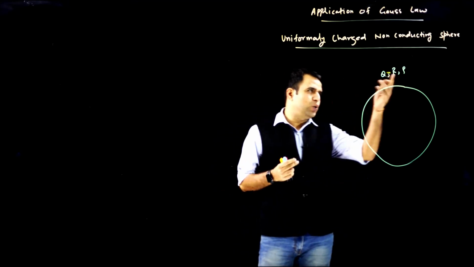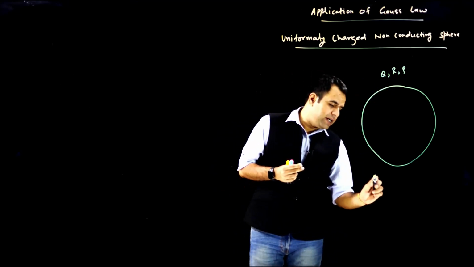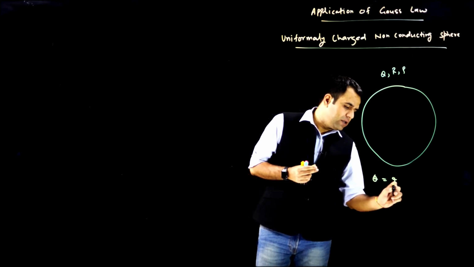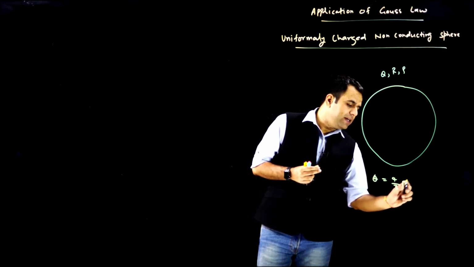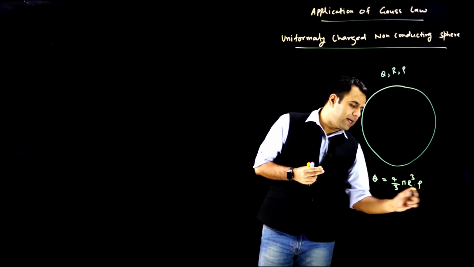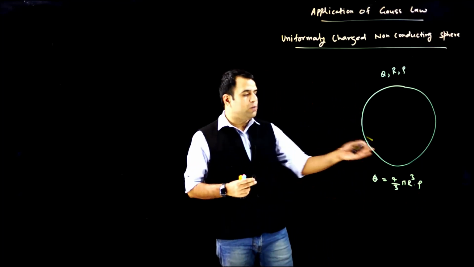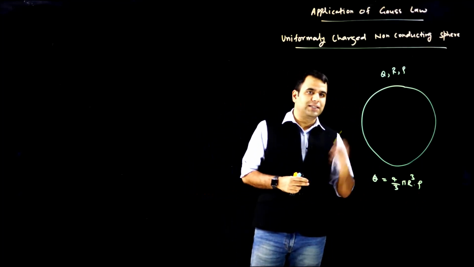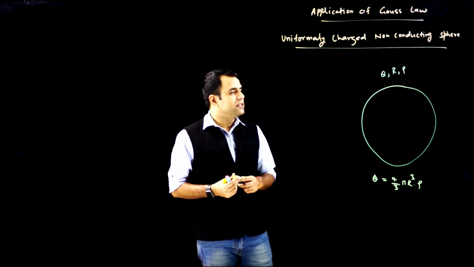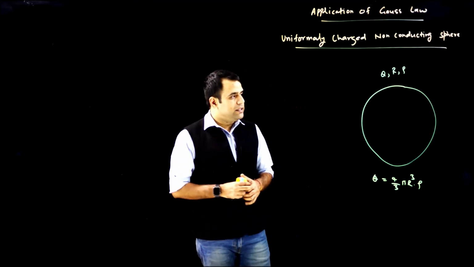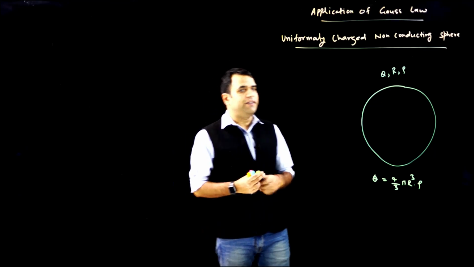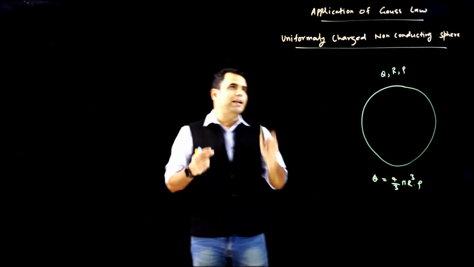So basically this Q and rho will be related by this formula. Q will be equal to 4 by 3 pi R cube times rho. So volume multiplied with density will be the total charge inside this sphere. Okay. So we want to calculate the electric field due to this sphere. We'll make two cases.